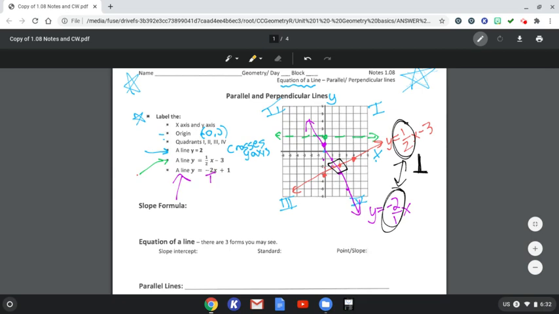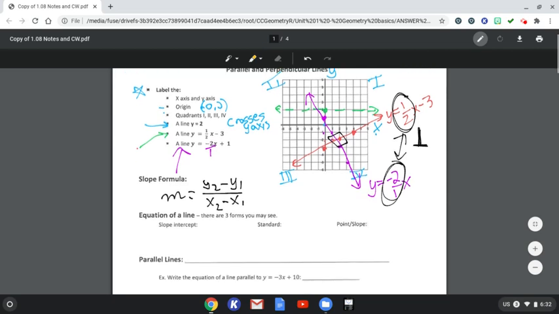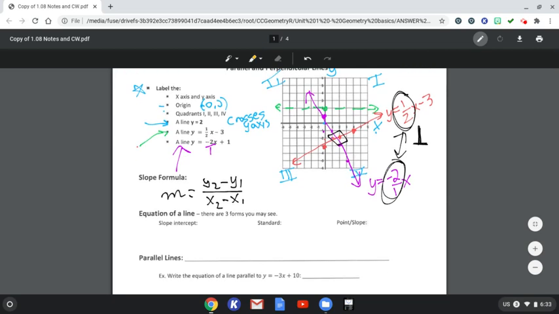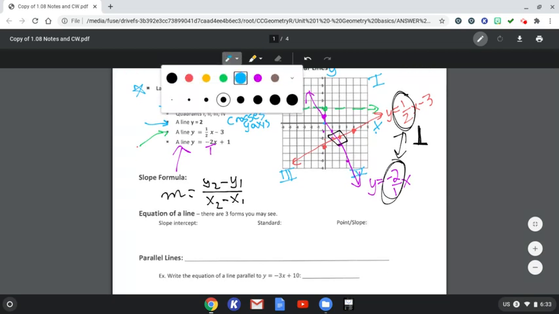Our slope formula, we haven't really looked at yet. I've been explaining it to you guys, remember, as the change in y over the change in x, or the rise over the run. But we need to remember it's y2 minus y1 over x2 minus x1. Okay? So that's just our slope formula. We use a little m for slope.